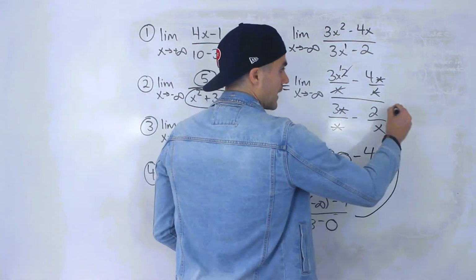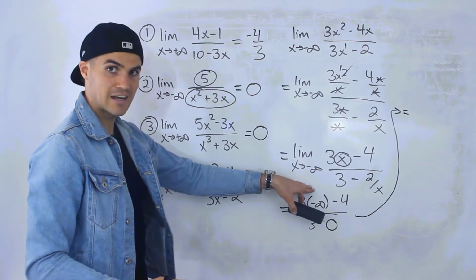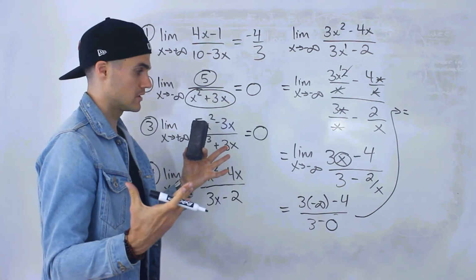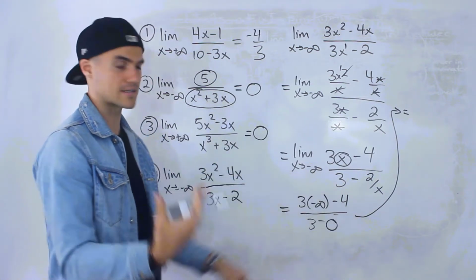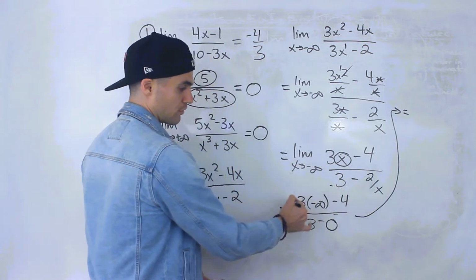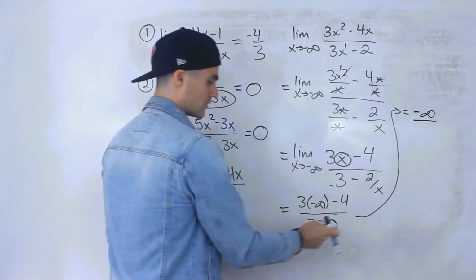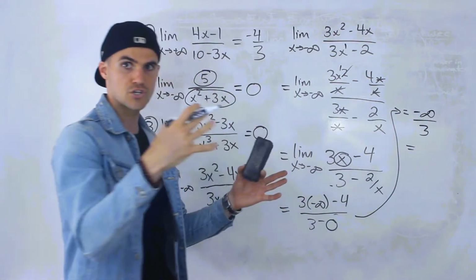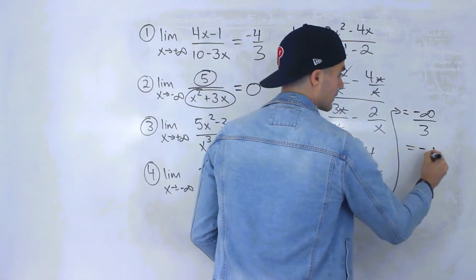And so what would we end up with here? Notice that 3 times negative infinity is going to be a really large number. So it's going to still be negative infinity. Minus 4, still going to be negative infinity. So this whole thing here is going to be negative infinity over 3 minus 0, which is 3. And then negative infinity, a very large number, divided by 3, is still a very large number, still negative infinity.